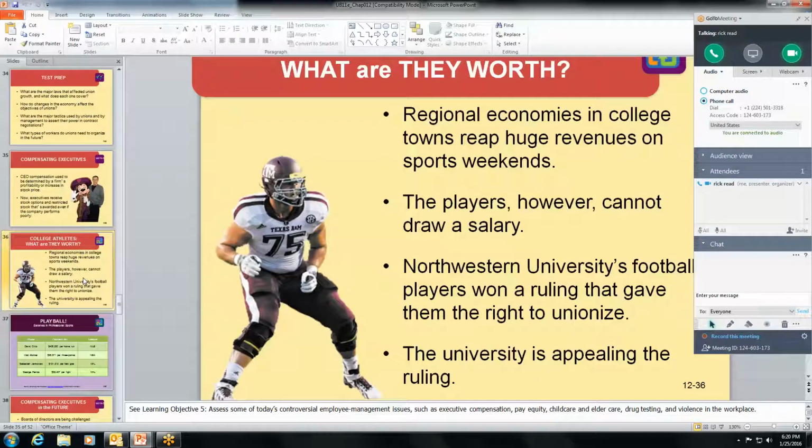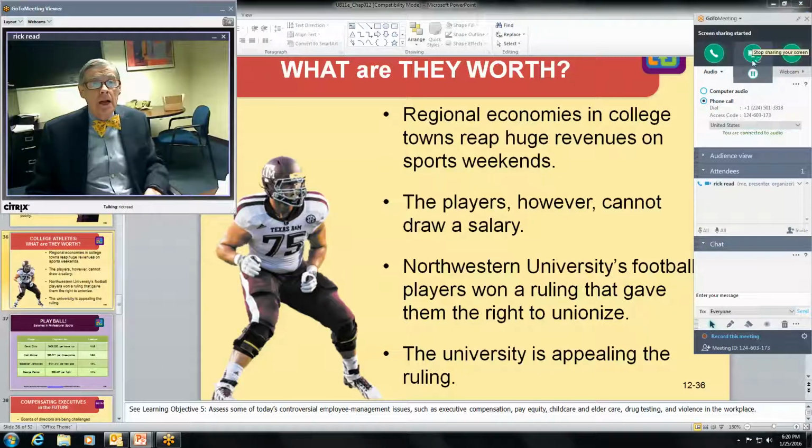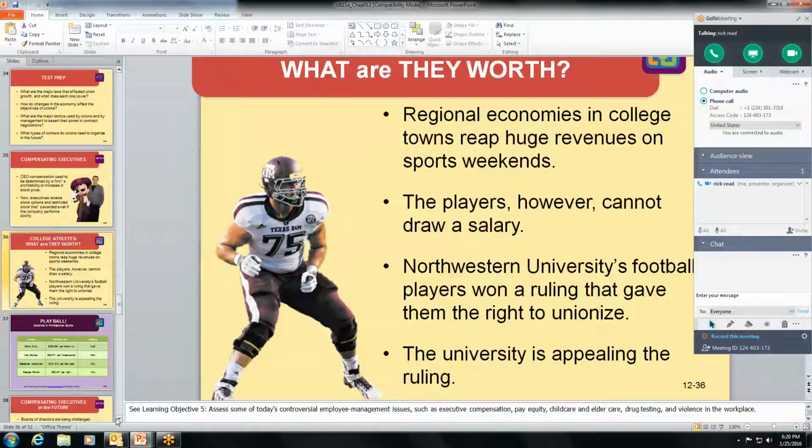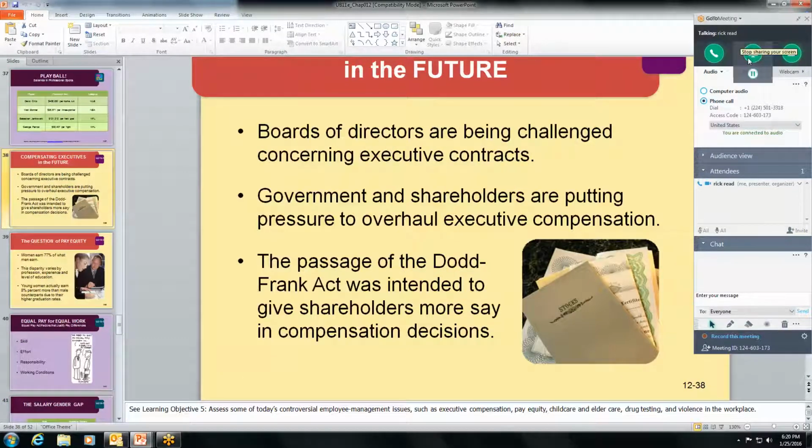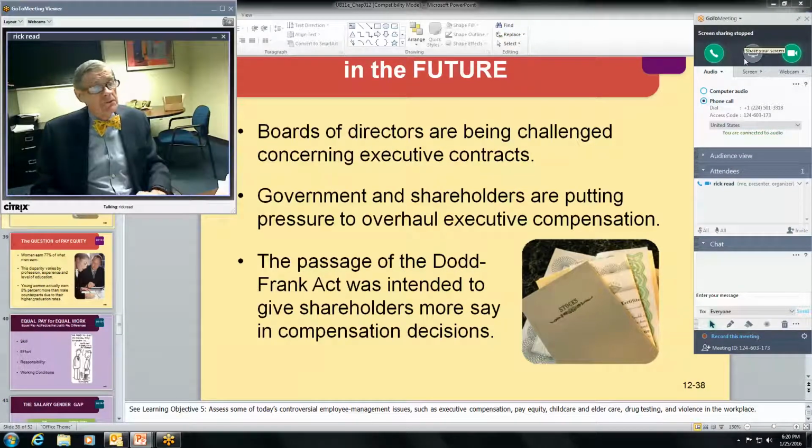Question about players. Northwestern University's football players were given the right to unionize. That has been struck down, but it's still percolating around. I don't think we're going to see the end of that. I think we can expect to see it back sometime again in the future. This is an issue for the boards of directors. Most people say that pay should be tied to performance. And we do see corporate boards doing more and more of this.